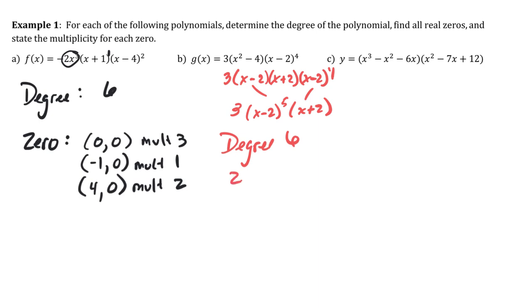My zeros are 2 comma 0 and negative 2 comma 0. Multiplicity, well, this one had 5. This one had 1. I want you to look at those multiplicities. Add up those numbers. What do you notice about those numbers? They equal the degree, right? So let's move on to this last one here.